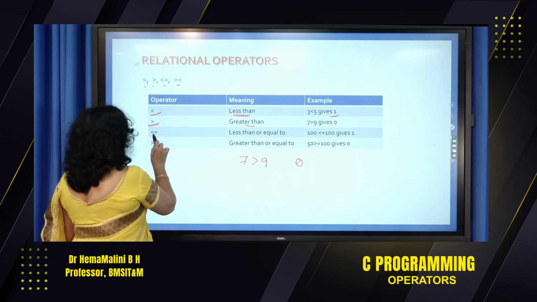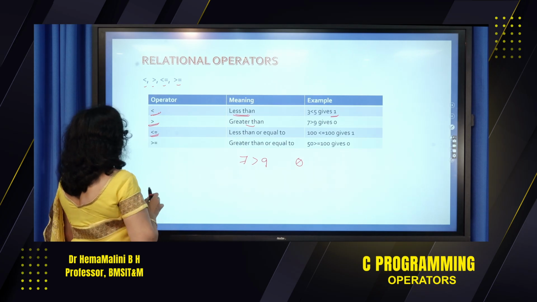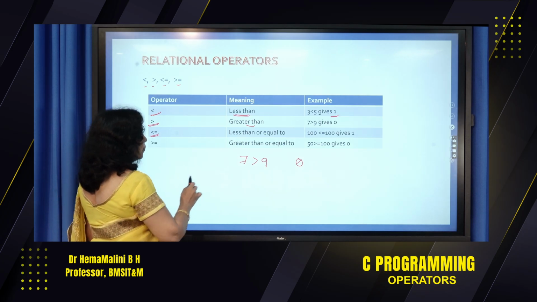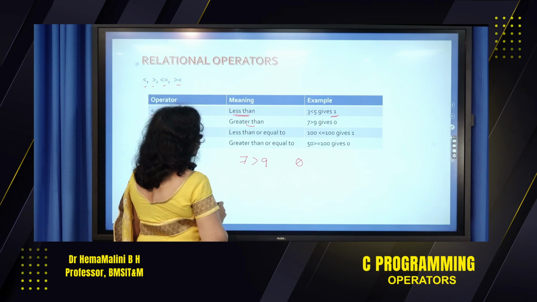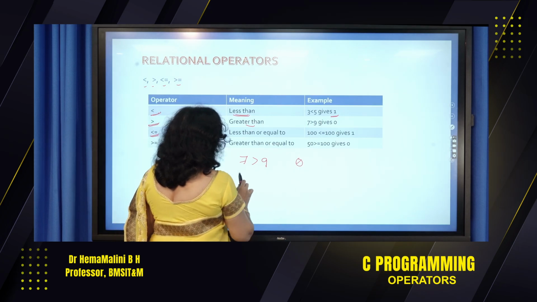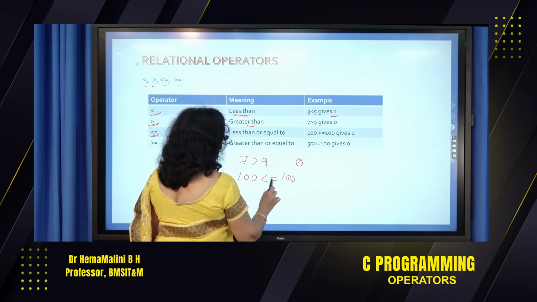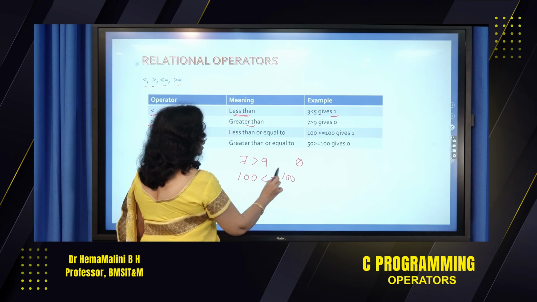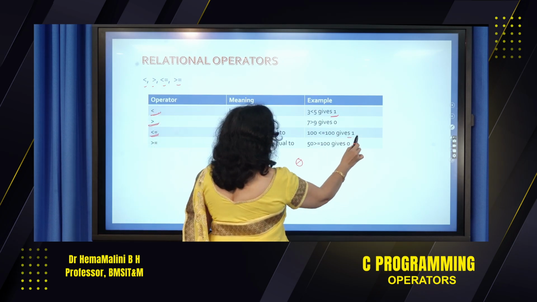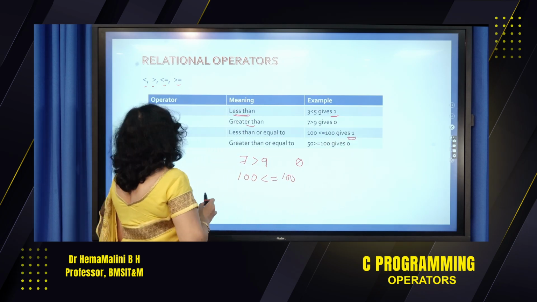Then we will see less than or equal to. So this means less than or equal to 100. Either it is less or it is equal to 100. 100 is equal to 100. So the condition is true. This gives a value 1.